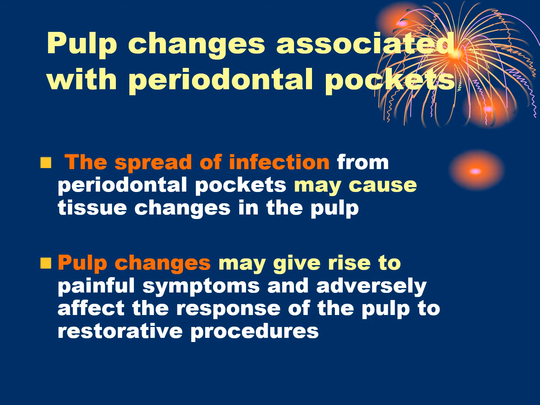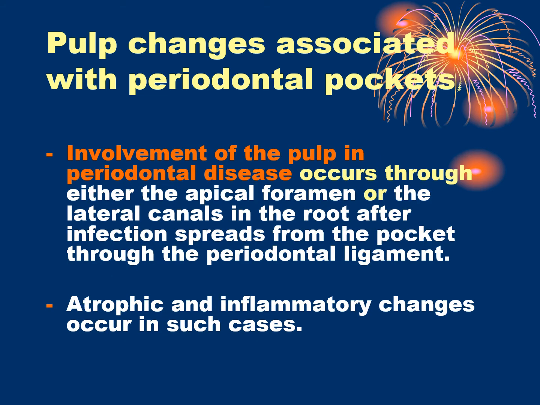The spread of infection from periodontal pockets may cause tissue changes in the dental pulp. Pulp changes may give rise to painful symptoms and adversely affect the response of the pulp to restorative procedures. Involvement of the pulp in periodontal disease occurs through either the apical foramen or the lateral canals in the root after infection spreads from the pocket through the periodontal ligaments. Atrophic and inflammatory changes occur in such cases.